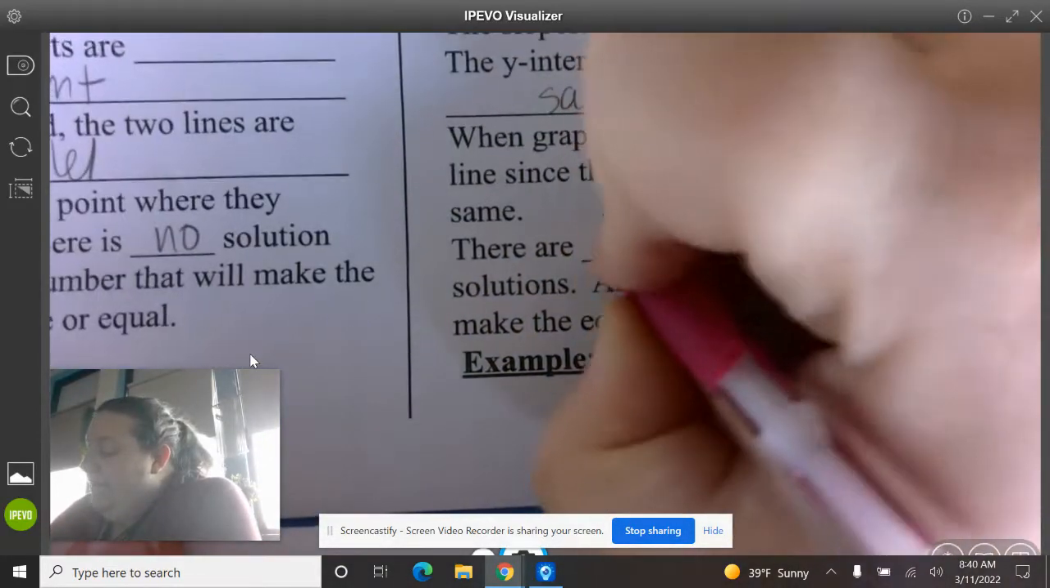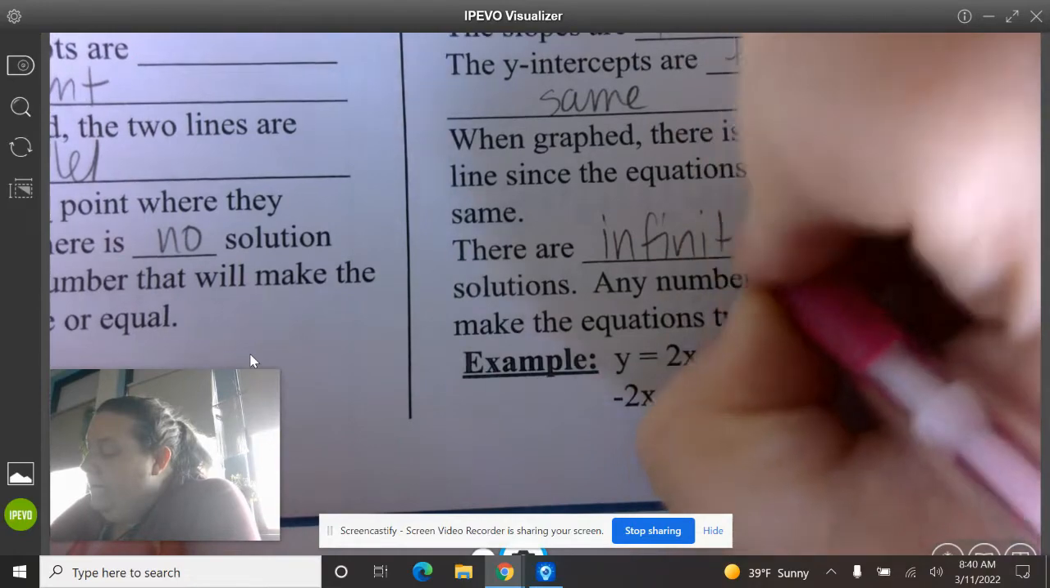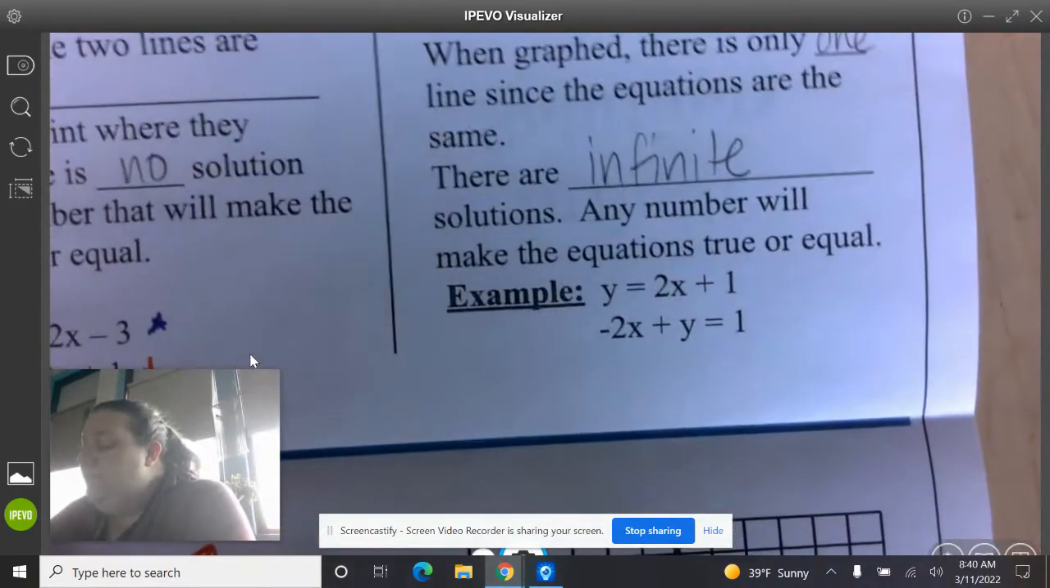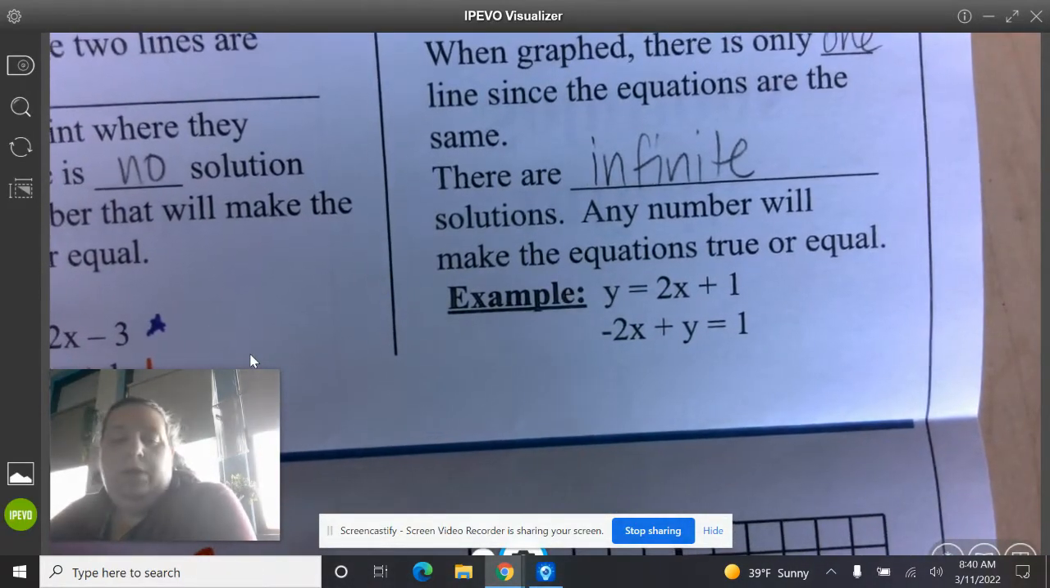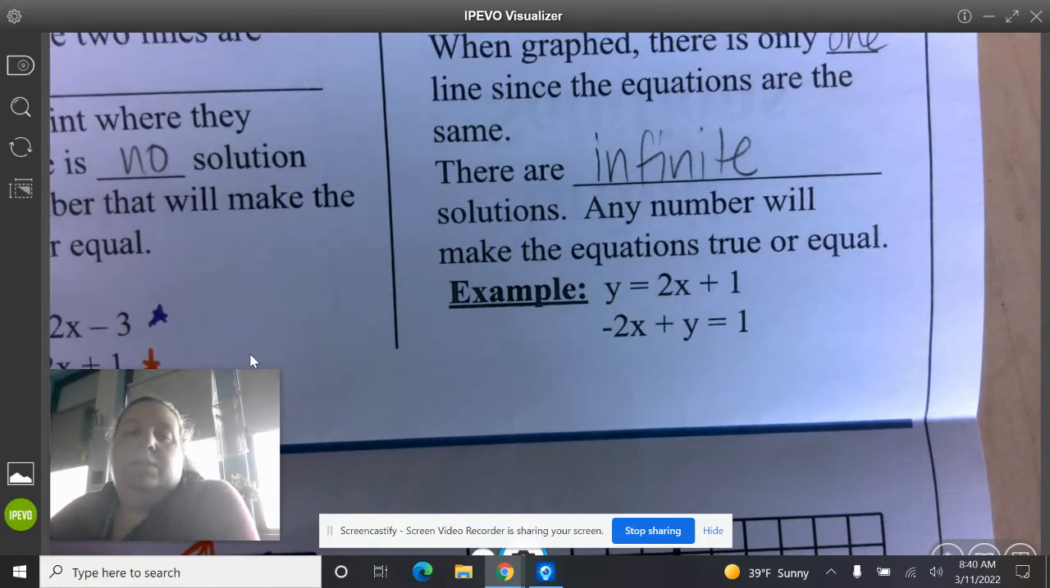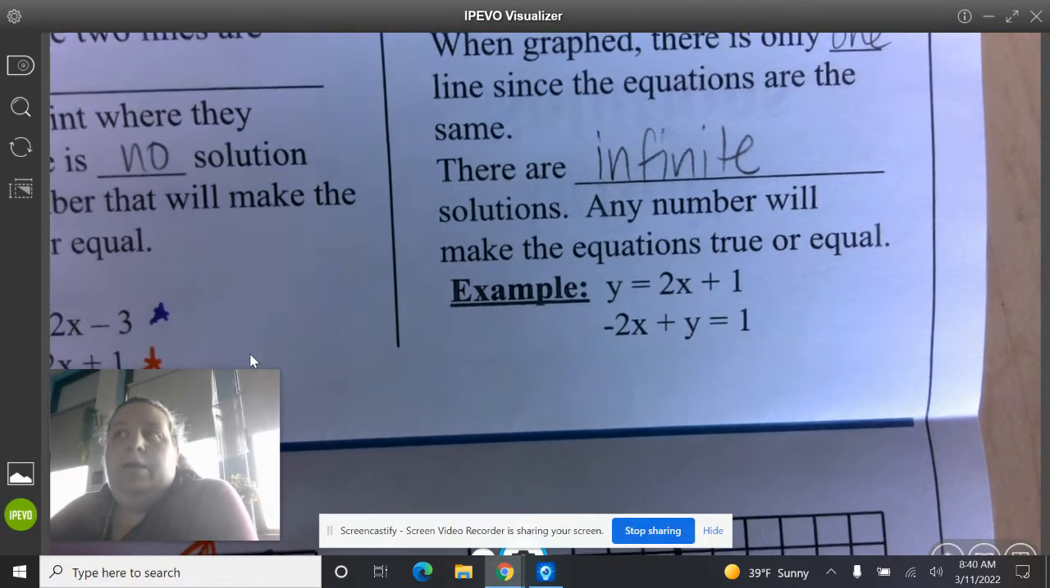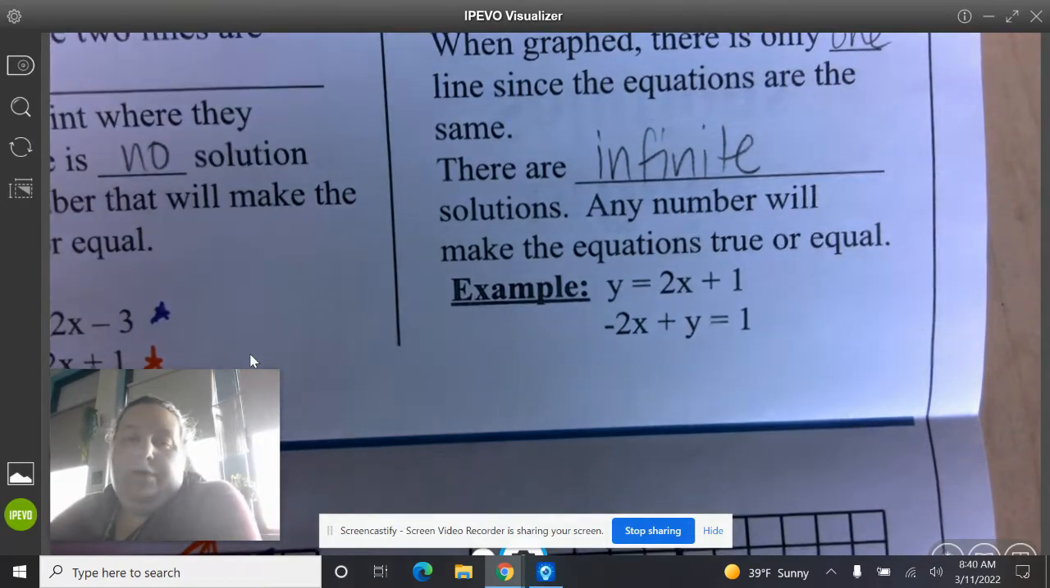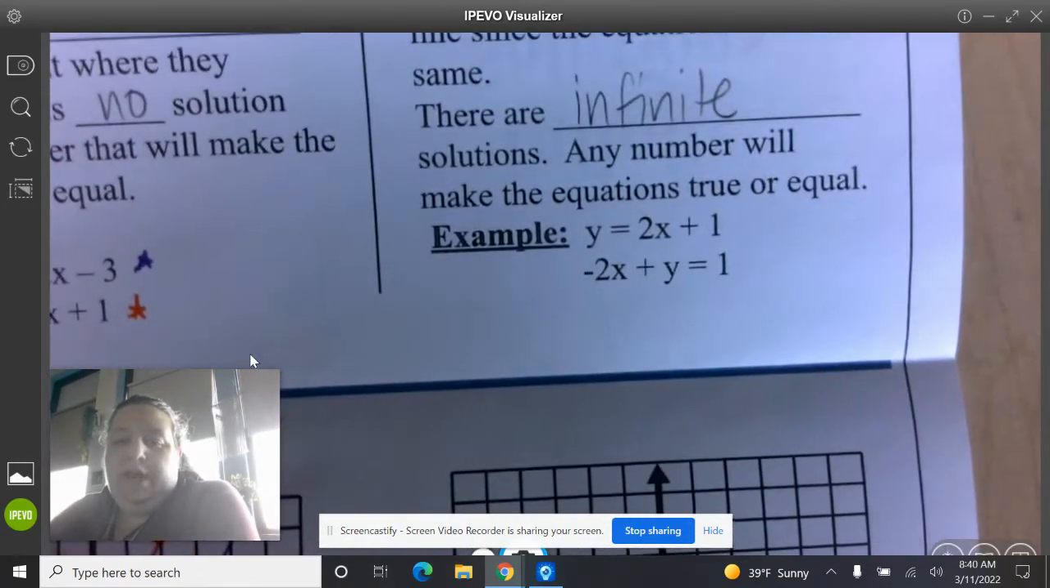There are infinite solutions. Any number will make the equations true or equal. And it's infinite because the lines go on forever. They go on for an infinite amount of time. Therefore, there are an infinite amount of points that they can share.